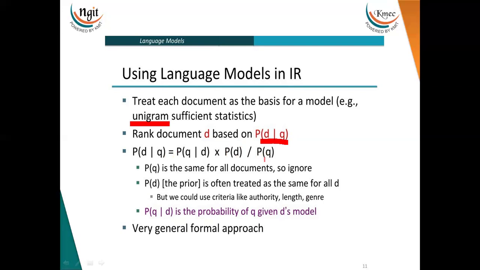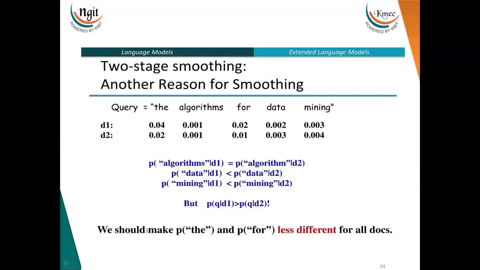P of Q is what? Probability of query. That will be same for all documents, so don't consider it. Then P of D is what? It is the prior probability, and generally, for a particular document, it will be the same. Okay, it is not going to change. Now here the most important thing is you have to find out the probability of Q given D, meaning how much that document is relevant to my query. So this is what mainly your language model is.